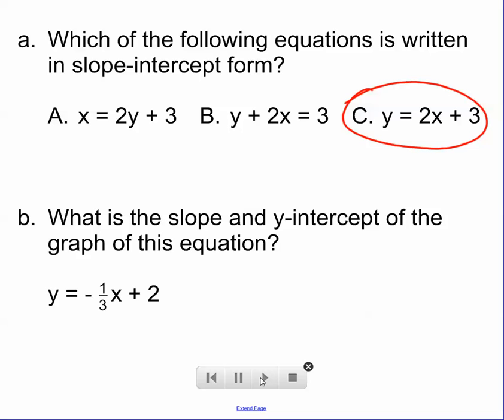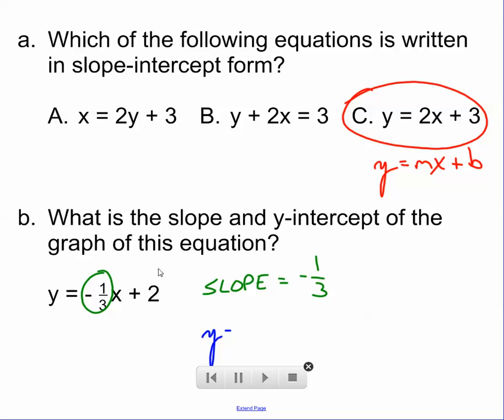So B, what is the slope and y-intercept of the graph of this equation? And this equation is in slope-intercept form. Y equals m times x plus b. So m is our slope, and that is negative 1/3. So our slope here is negative 1/3. And our y-intercept is right here, this plus 2. If it was minus 2, our y-intercept would be negative 2. So going back up here to example A, the slope of this equation is 2, or 2 over 1, and the y-intercept is 3.